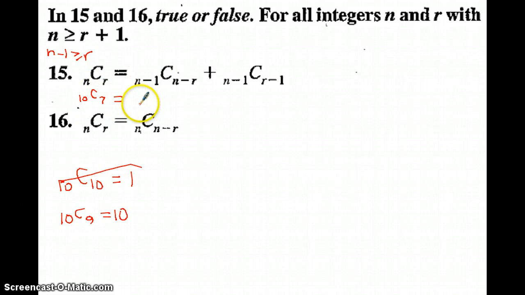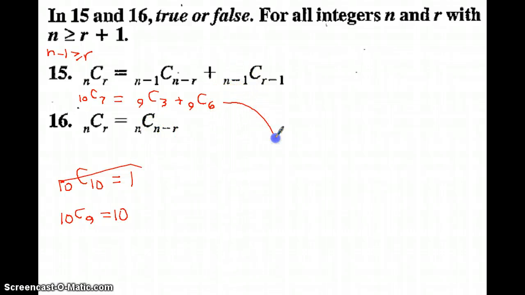They're saying, is that the same as 9C(n minus r) plus 9C(r minus 1), which should be 9C3 plus 9C6? Is that the same as 9C3 plus 9C6? Well, let's think about that. This seems like a Pascal's triangle thing.